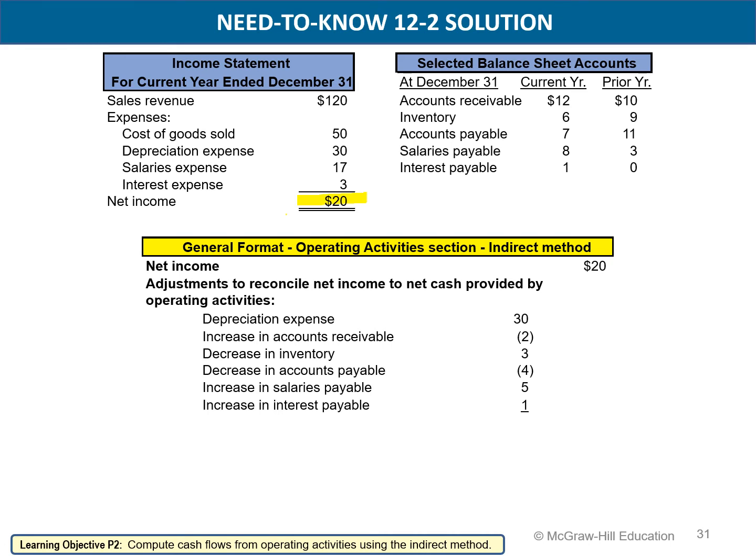Then our accounts receivable, current year's 12, prior year's 10, the change is 2. Well, if our accounts receivable is increasing, that means more customers are paying us on credit, which means we have less cash. So we're going to subtract our increase in accounts receivable of 2. We have $6 in our inventory. Prior year was 9, so our inventory decreased by 3. Well, that means we're buying less inventory, which means we're spending less cash. So that's an increase in cash of 3.